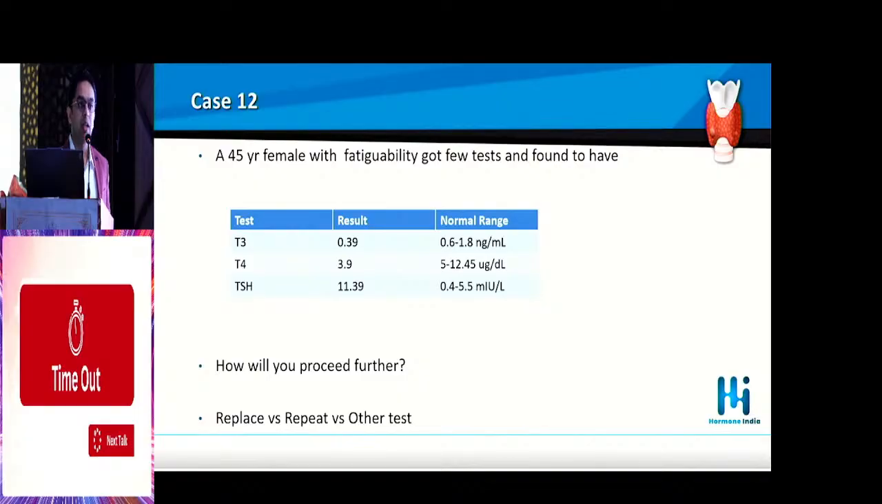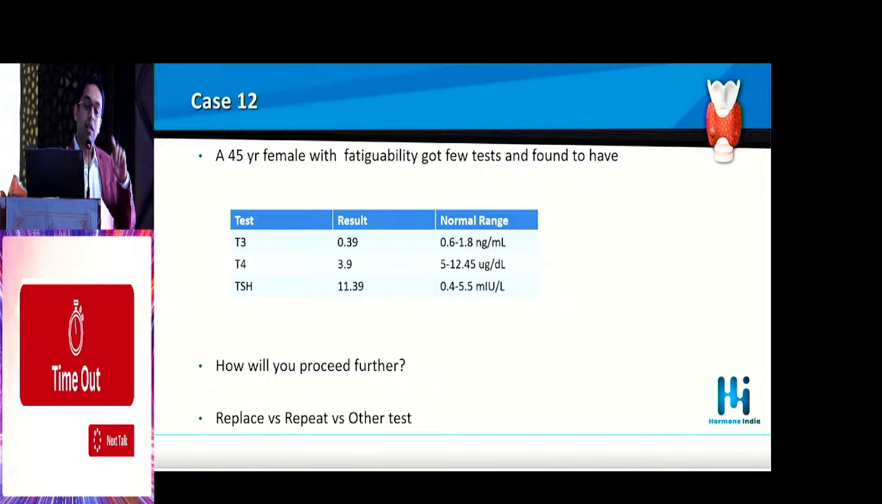How many are thinking of subclinical hypothyroidism? Raise your hands. Very good. How many are thinking of primary hypothyroid? Raise your hands. Pretty close. This is not primary hypothyroid. This is secondary hypothyroid. Reason being, you are more confused here with TSH.